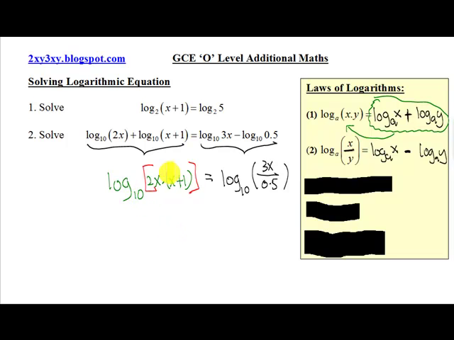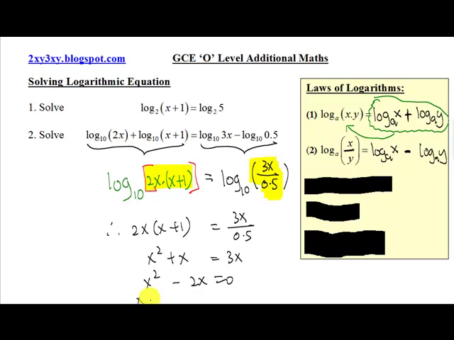Now we have log base 10 of this expression equal to log base 10 of another expression. Okay, we can conclude that this expression here must be equal to this expression because now these 2 logs have the same base. If I bring the 0.5 to here, I will have x squared plus x is equal to 3x, or x squared minus 2x is equal to 0. x times (x minus 2) is equal to 0. I will have x equal to 0 or x equal to 2.